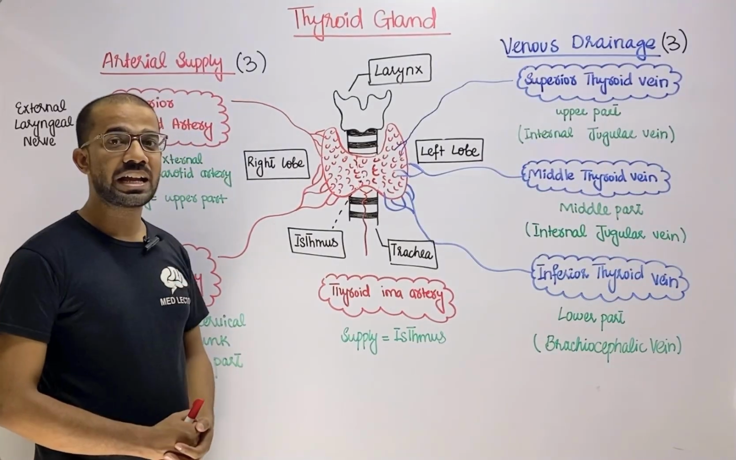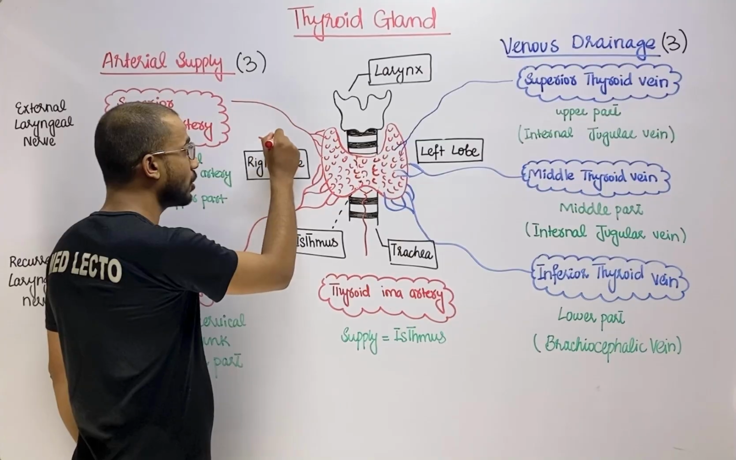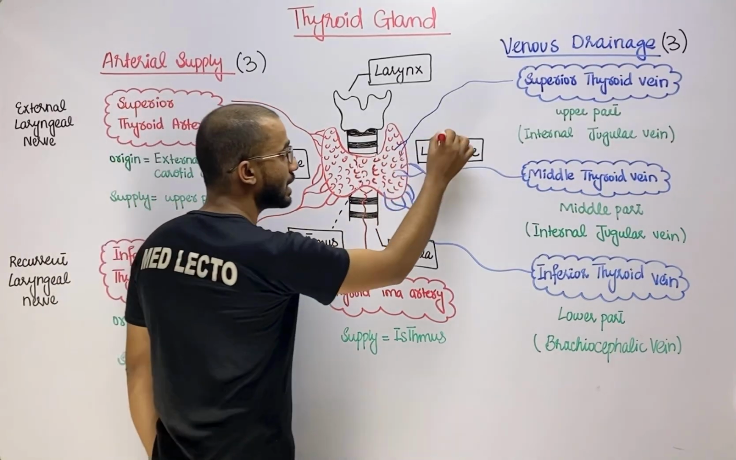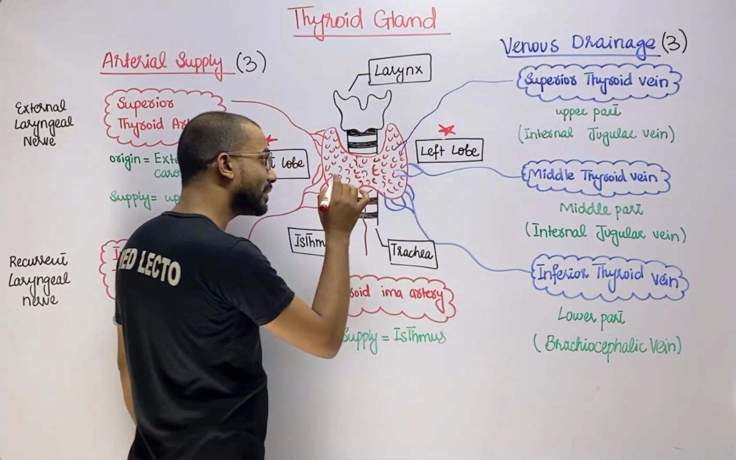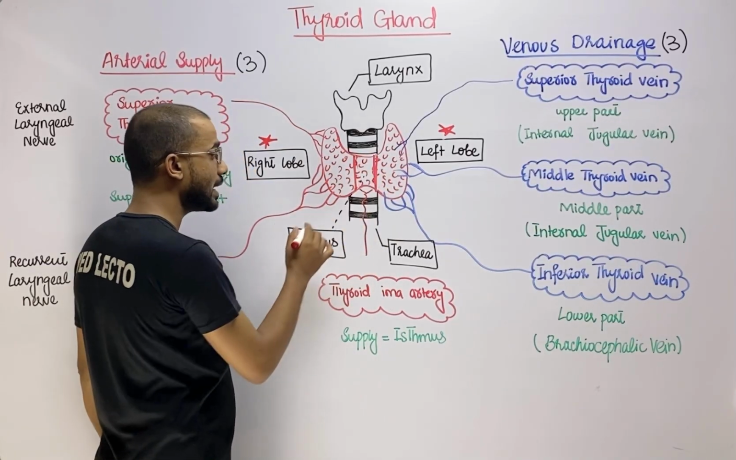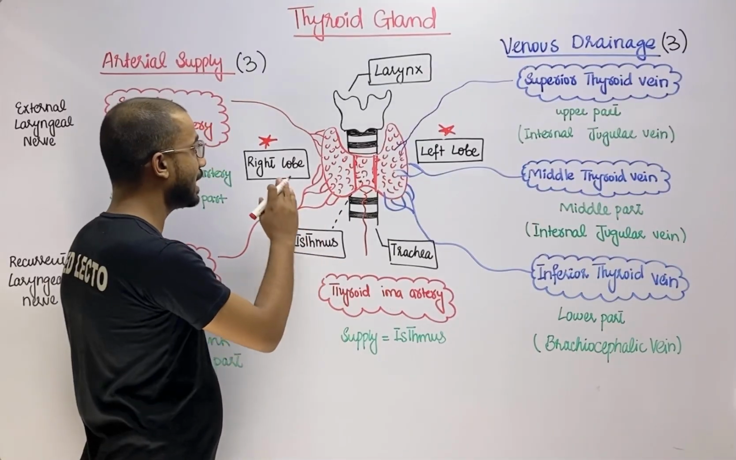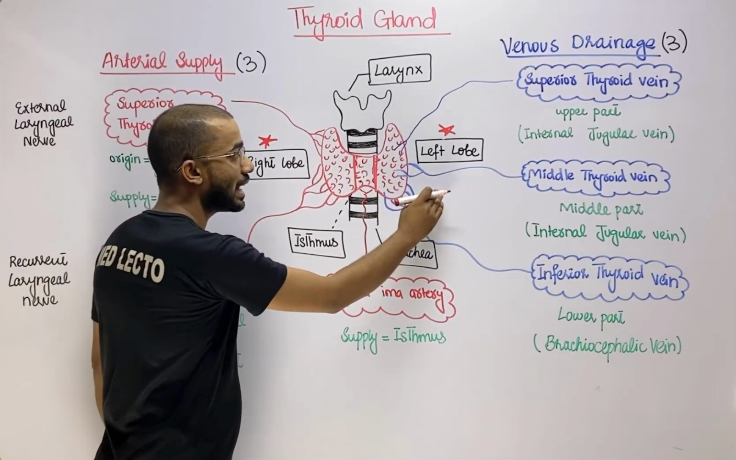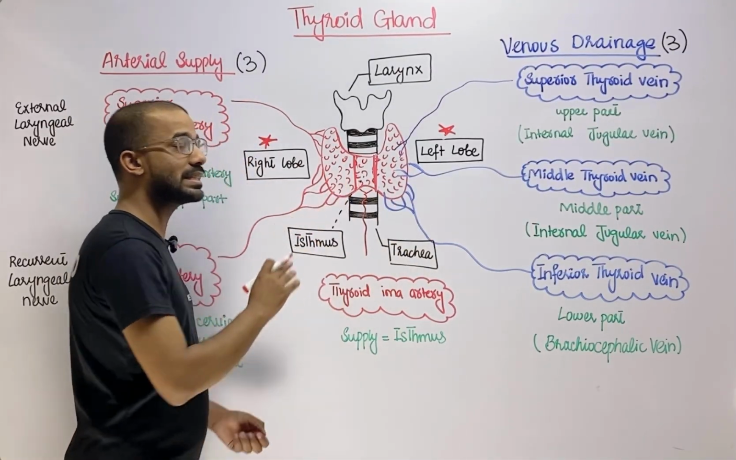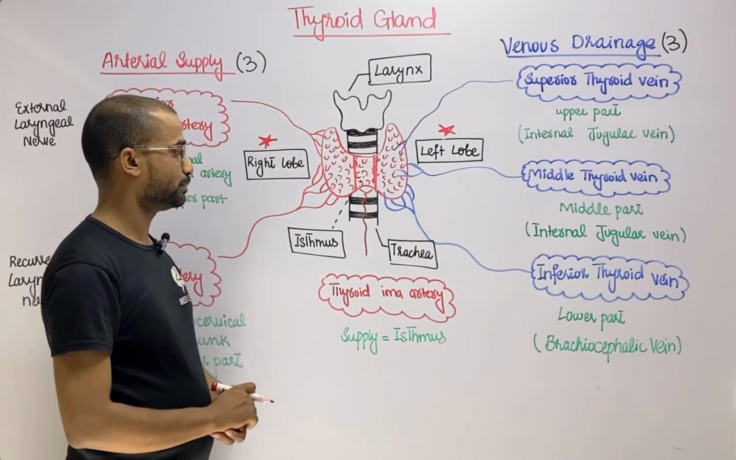Now this gland has three parts. First is the right lobe, second is the left lobe, and third, at the center, this region is called the isthmus. Isthmus is a region that connects the right lobe with the left lobe. So these are the three components of your thyroid gland.